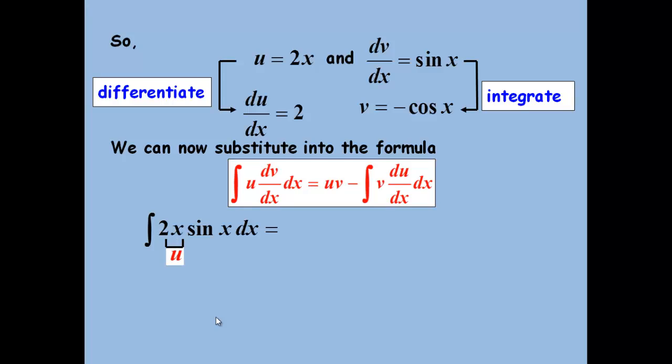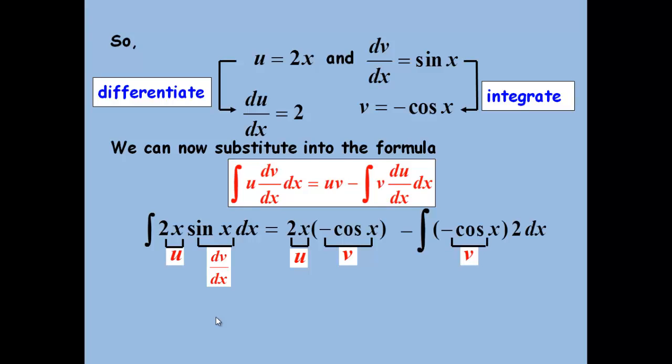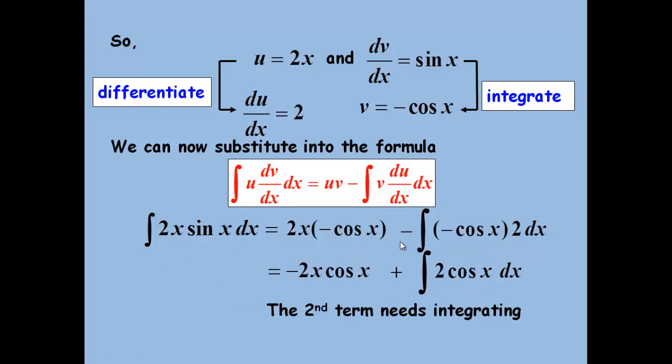So plugging all that into the formula, that's what we get, and we can now see that we've got something we can integrate here. So using integration by parts, splitting our product into a u and a dv dx has enabled us to end up in a situation where we can now get rid of the integral. We can do the integration here, and that's what we get.